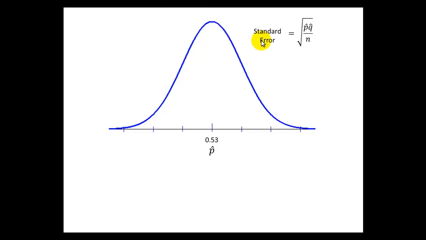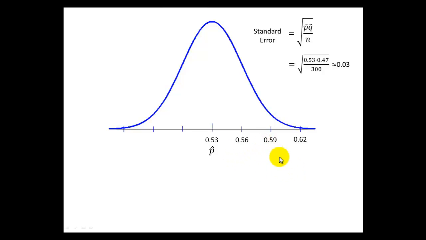Now, we plug in the values we know. We have 0.53 for p hat and 0.47, that is the proportion of people that will say no, divided by the total number of people, 300. If you put that in your calculator, you can pause the video and try this, you will get approximately 0.03.